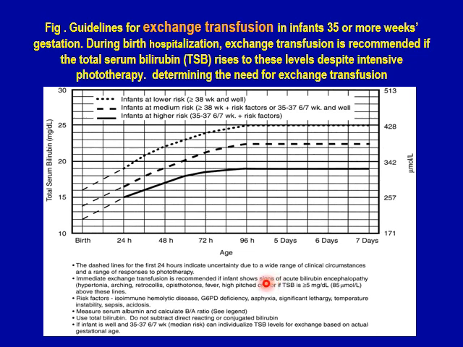Now, this is the graph of exchange transfusion, and also here we can see the TSB level and the age of the patient, and there are three groups of patients: infant at lower risk, infant at medium risk, infant at higher risk. So if the patient is here, this may be an indication of phototherapy for this group. If the patient is above this line, they need an exchange transfusion.